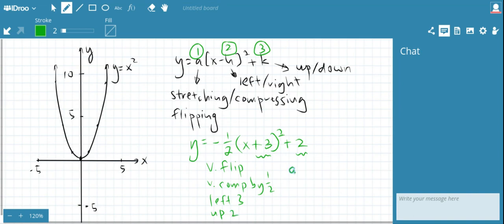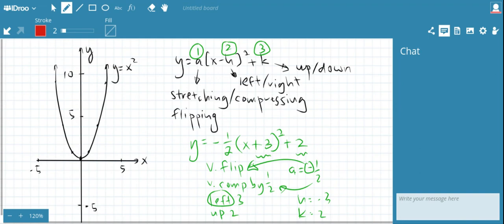Okay, so a is negative 1/2. The negative part gives you that vertical flip, and the half part gives you the vertical compression. The h is -3, which means we're moving left, and the k is 2. Okay, so we're going to show a maximum of 3 graphs, okay? So we always want to see the a graph separately. So we're going to start with y equals negative 1/2 x squared.